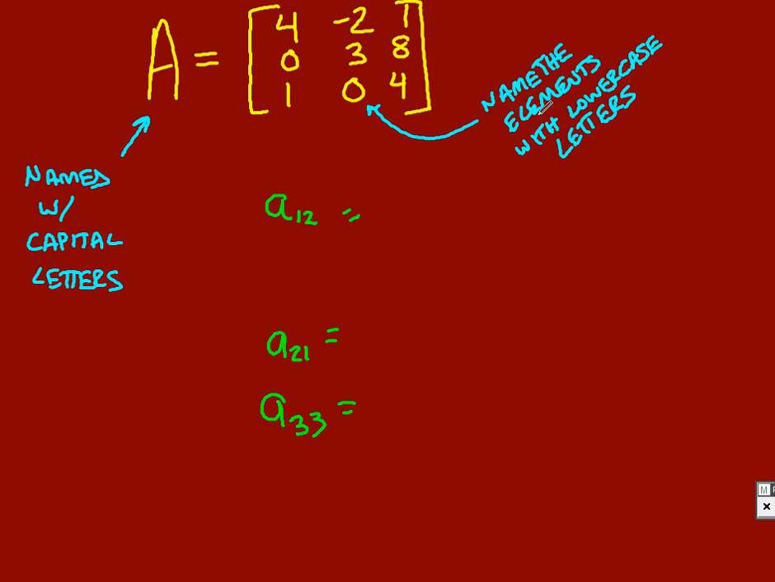So, for example, if they give us this one right here, which is A12, that's how we would say it, A12. That means we want to look at, in matrix A, what is the item in the first row, second column. Well, here's the first row, here's the second column. So that entry, or that element, is -2. Similarly, A21, so second row, first column, that entry right there is 0. And A33, those ones on the diagonal are easy to understand. Third row, third column, that entry is just 4.